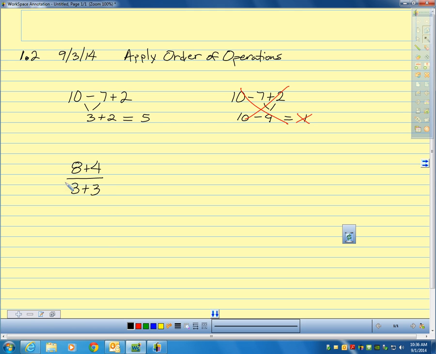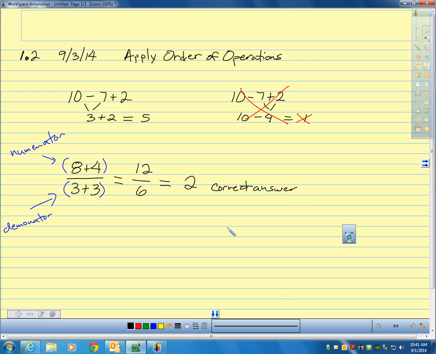Okay? Now, when you see a fraction bar, it works like parentheses. What I mean by that, it's kind of like you have parentheses up here and here, which means you ought to do everything in the numerator first. We remember that numerator is the top of a fraction, and then we do everything in the denominator second, that's the bottom, and then we should divide at the end. So if I do that, we can do this in our head. 8 plus 4, that's 12, and 3 plus 3 is 6, and 12 divided by 6 is 2, and that's the correct answer.